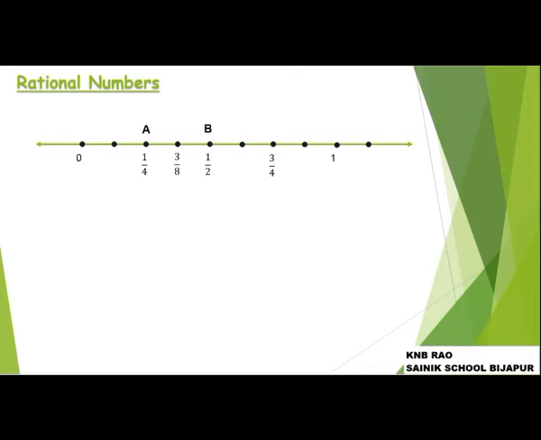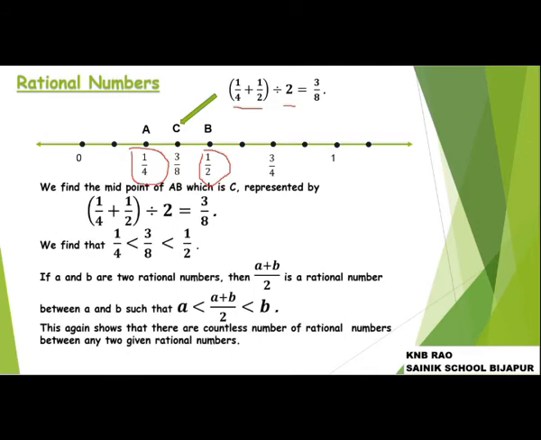To find point C, which is the mean of A and B, I am using the knowledge of mean: 1 by 4 added to 1 by 2, and that sum divided by 2. So the sum of the given rational numbers divided by 2 gives the mean, which lies between those two given rational numbers. So this is the entire explanation.